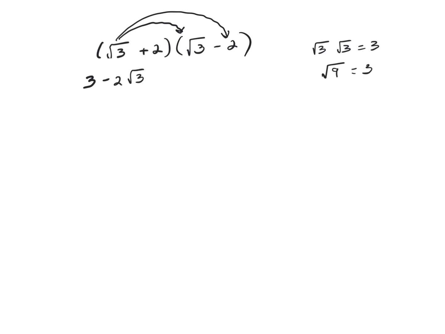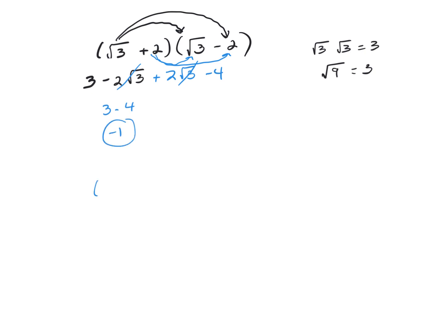And now let's multiply 2 times square root 3, which is positive 2 square root 3. And positive 2 times negative 2 is a negative 4. These cancel out, and you're left with 3 minus 4, which is negative 1.